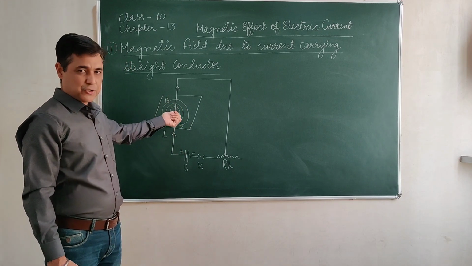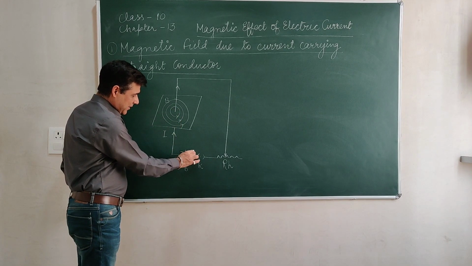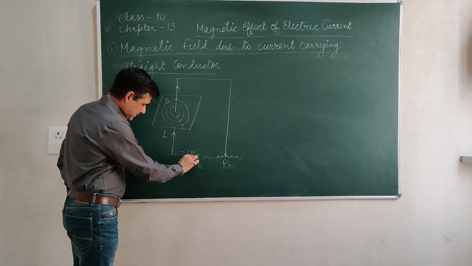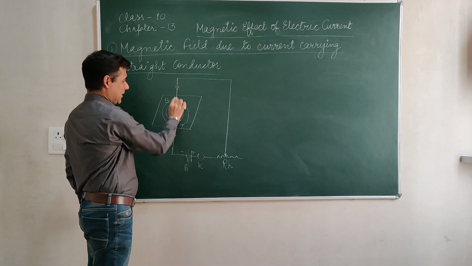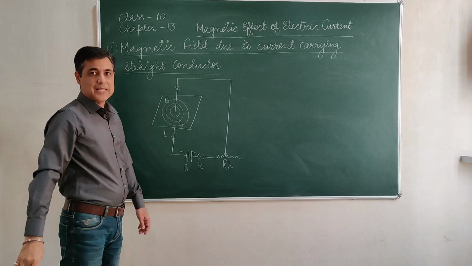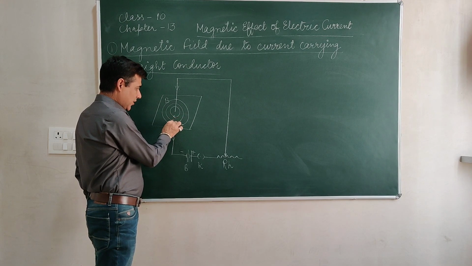If I reverse the direction of current, suppose I change the terminals of the battery, I make it negative and I make it positive, by changing the terminals, the direction of current becomes downward in this particular section. Then the direction of magnetic field by applying the right hand thumb rule will become clockwise.